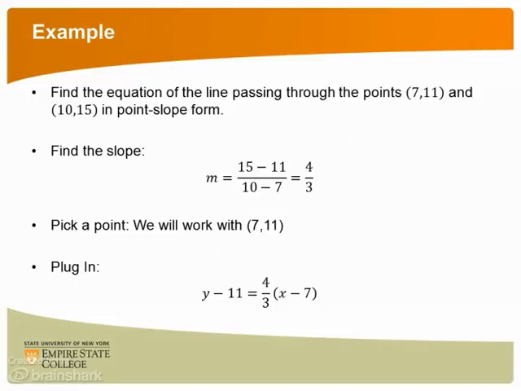The x value from our point is 7. The y value from the point is 11. And our slope was 4/3. So our equation looks like y minus 11 equals 4/3 times, parentheses, x minus 7, close parentheses.